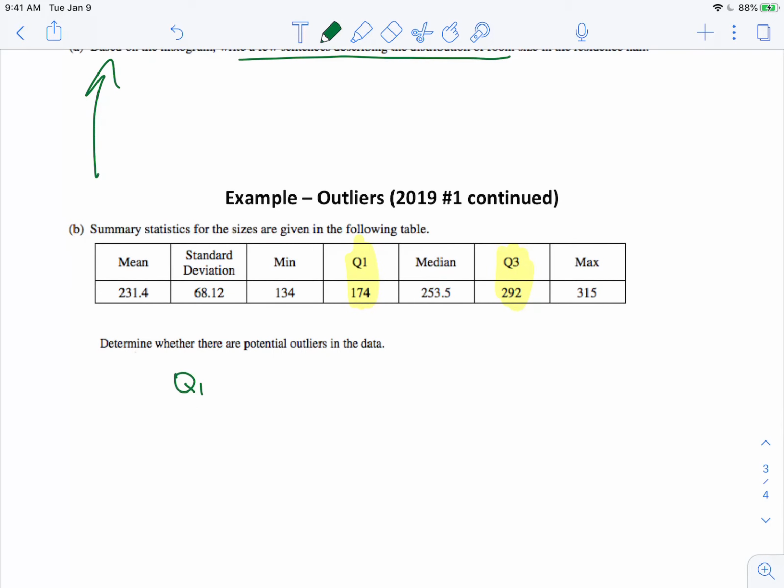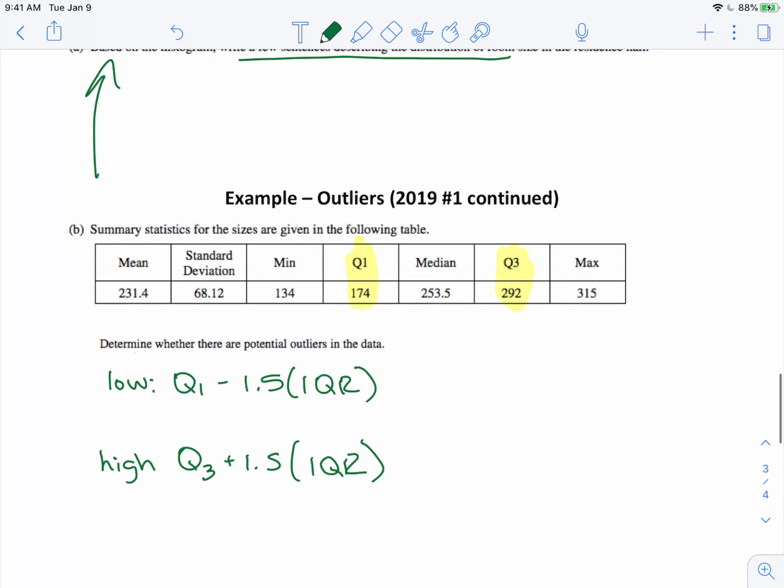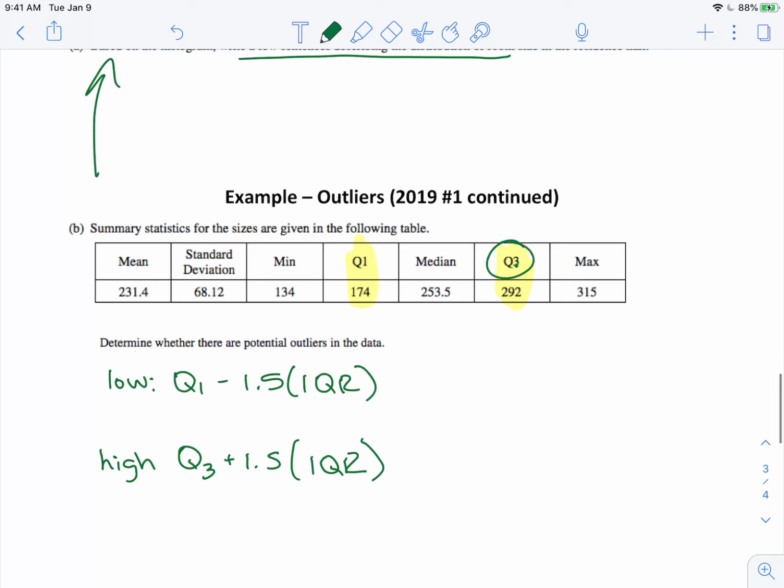I'm going to write out the formulas first. This is for the low outliers, and then the high, Q3 plus 1.5 IQR. Okay, and let's just plug everything in. Well, I want to find the IQR, which is just Q3 minus Q1, so let's go ahead and do that first.